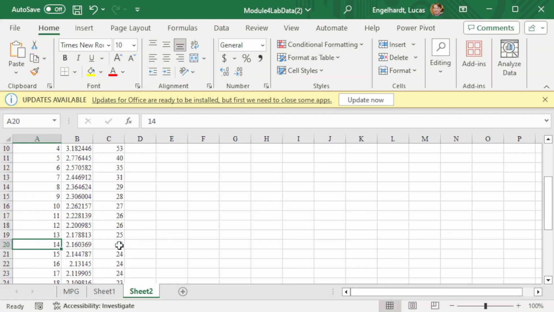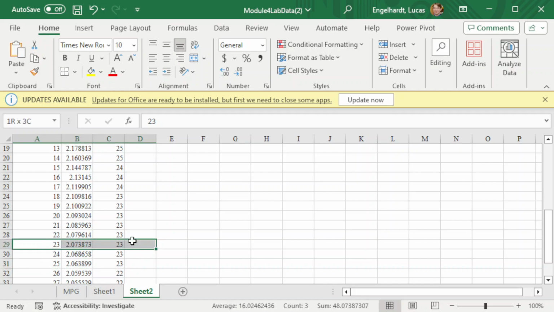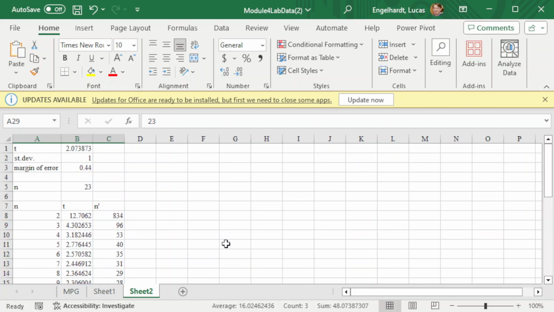So we scroll down a bit. 14 gives us 25. Okay, that's not the same. Oh, this is the same. So 23 in, 23 comes out, and that's exactly what we found before. So this is just another way of solving that same problem. Okay, all right, so that should wrap that up.